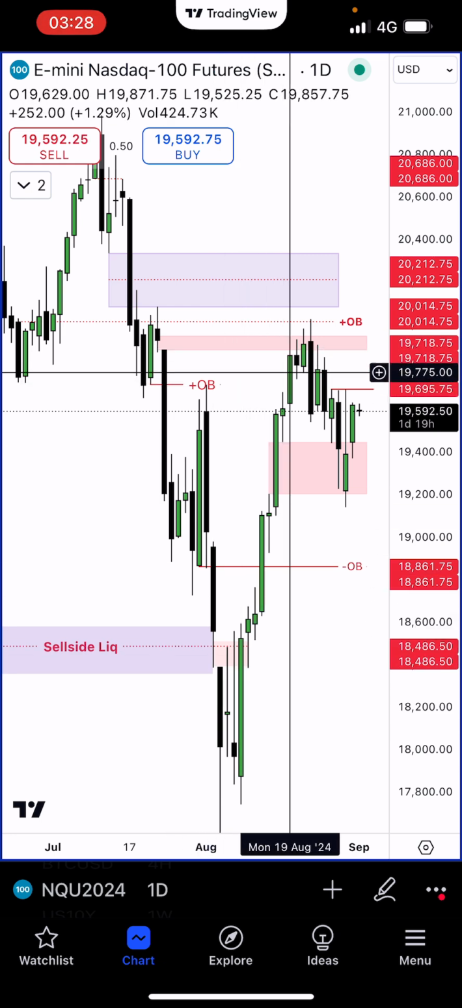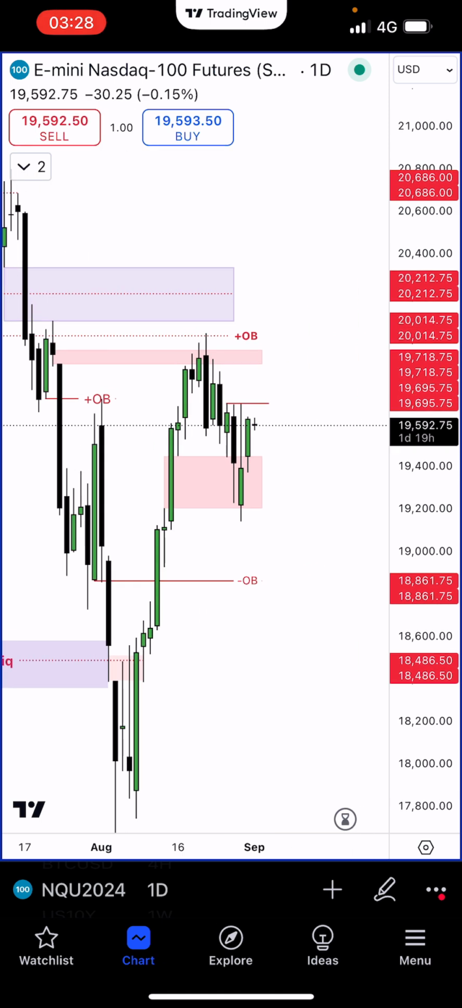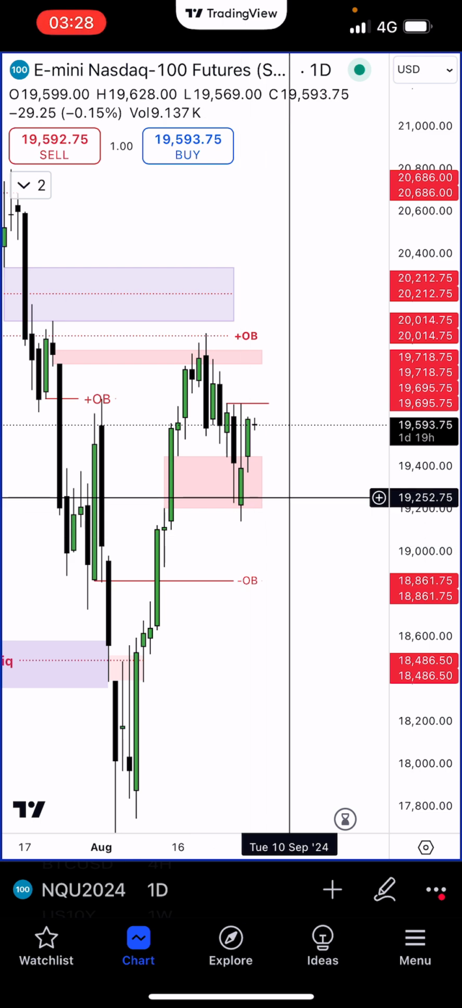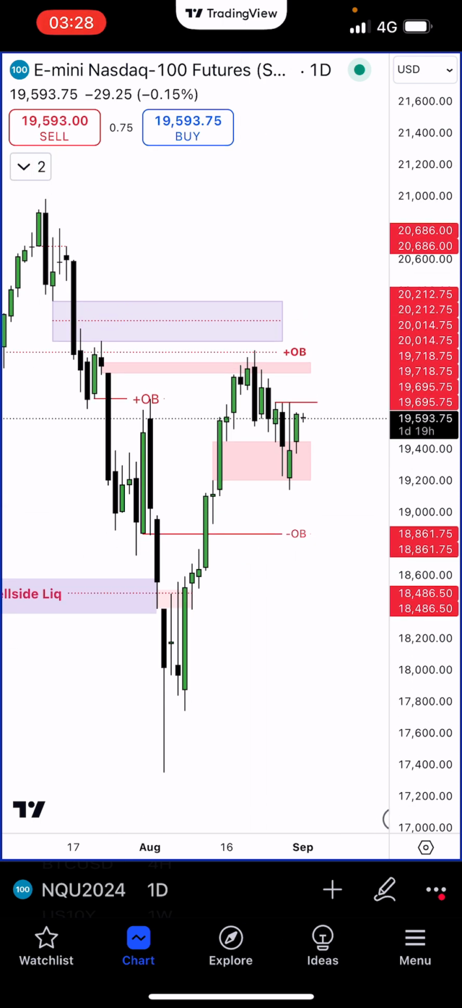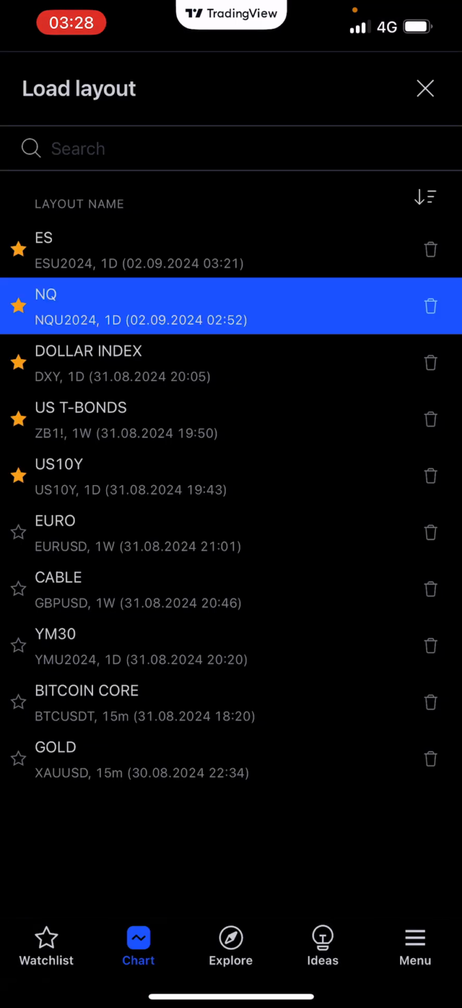We rally, breach the highs. We run up into this order block, and then we sell off. So this order block at 20,014 and 3/4 is of importance. And going into this week is something that I'll be looking out for. If you have a look at YM, just had a look at NQ.